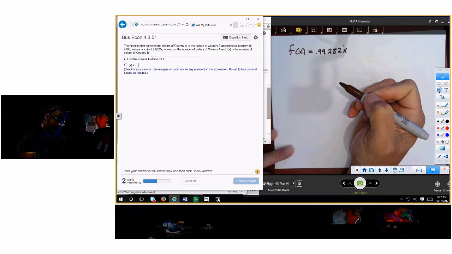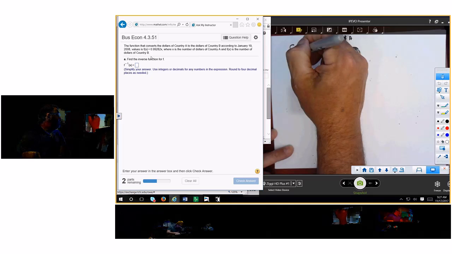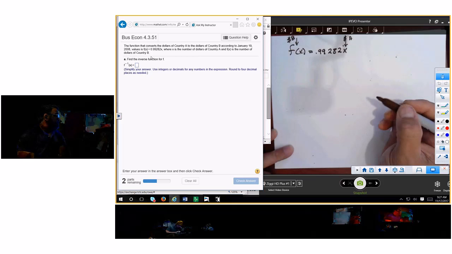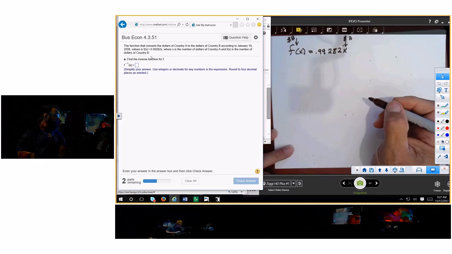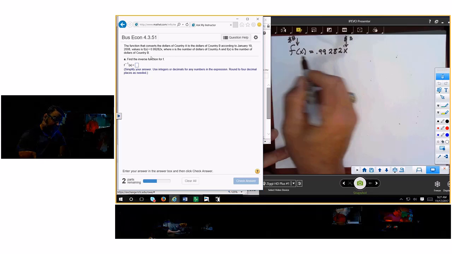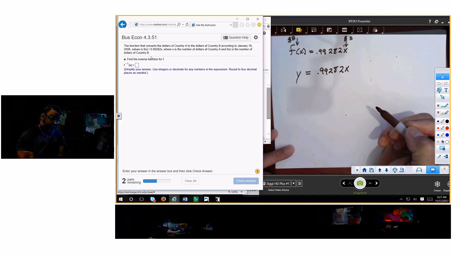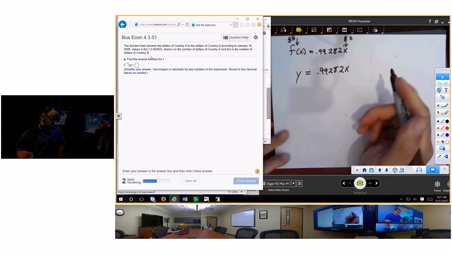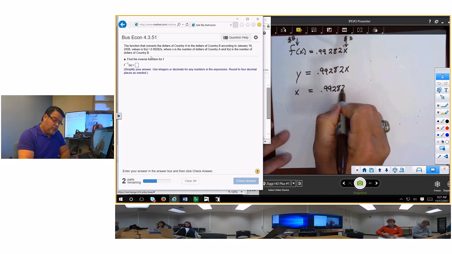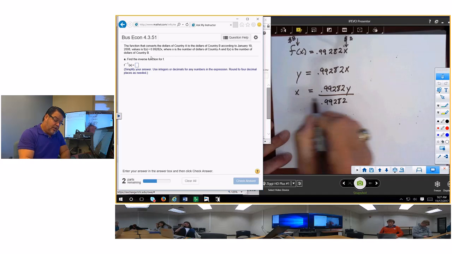Okay? So x is the dollars for A, and f of x is the dollars for B. They're probably going to want to do the inverse. Yep, find the inverse function. So what do you do first? First of all, you're going to change f of x into y. y equals 0.99282x. Now what? Switch x and y. And solve for y.